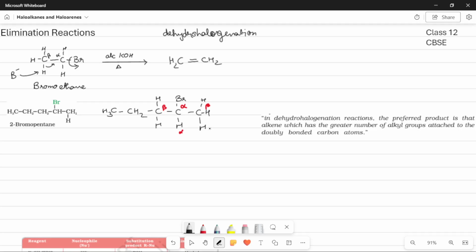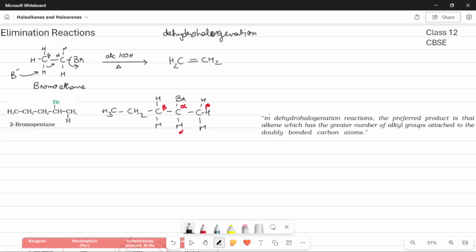So there is a rule called Saytzeff's rule. According to this rule, given by Alexander Saytzeff in the year 1875, in dehydrohalogenation reactions, the preferred product is that alkene which has a greater number of alkyl groups attached to the doubly bonded carbon atoms. What he is saying essentially is that, in the end, we want an alkene which has more alkyl groups attached to it.